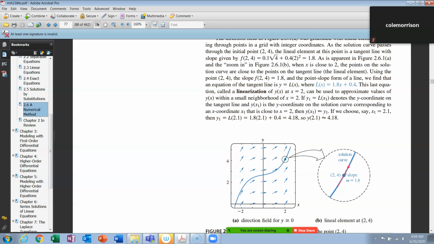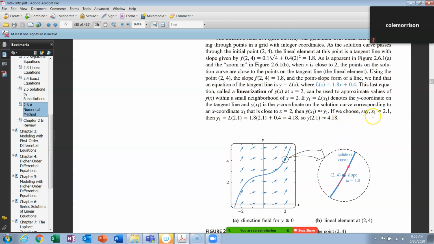If y1 would be L of x1, it denotes the y coordinate of the tangent line at the point x1. Now x1 is not the same as x0. It's another point, close to x equal 2, but not quite. Then the y of x1 that you get from this formula, when you plug in an x1, gives you a new approximation for y1. Probably not going to be exactly the same. In fact, it never is, but it's going to be pretty close.